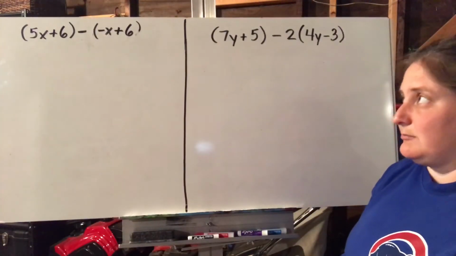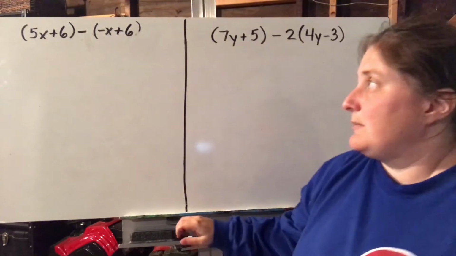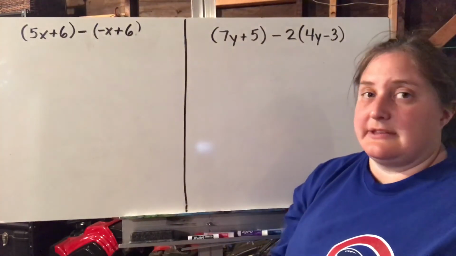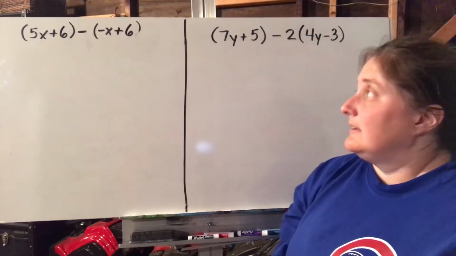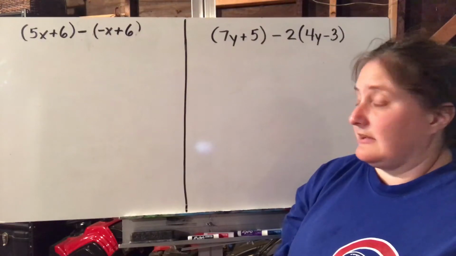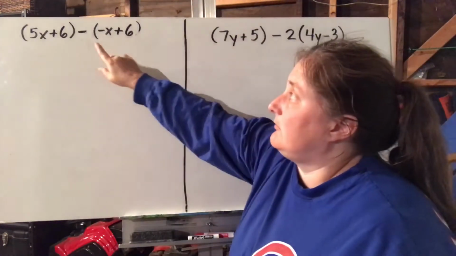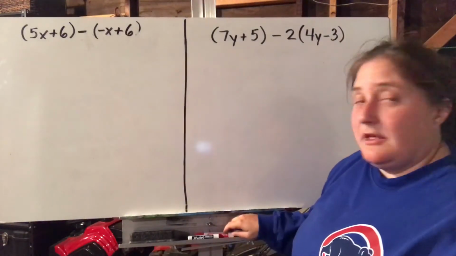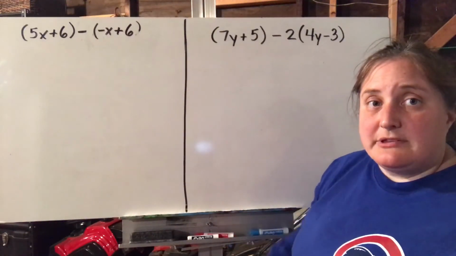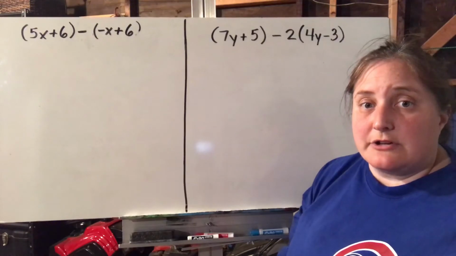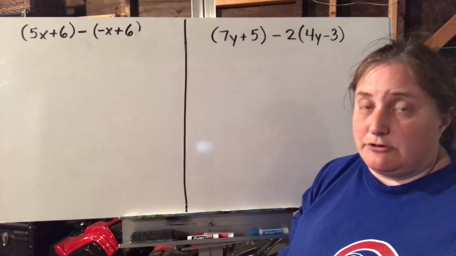So let's take a look at a subtracting problem. Here we have 5x plus 6 minus the quantity negative x plus 6. This is a little different because I'm taking these two quantities and being asked to subtract them. But the rules really aren't changing. We still want to make sure, before we solve our linear expression, that we have changed everything to addition.